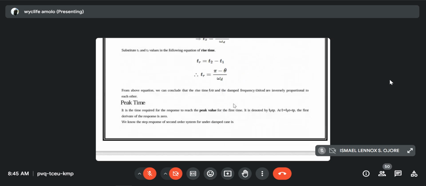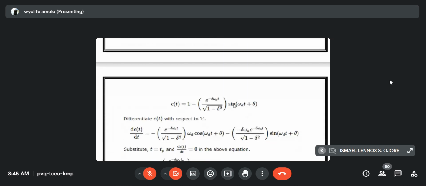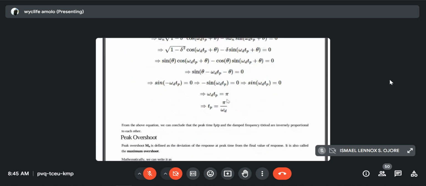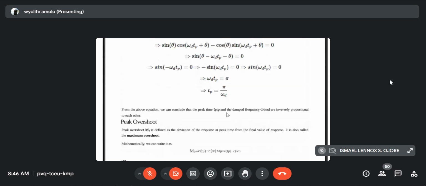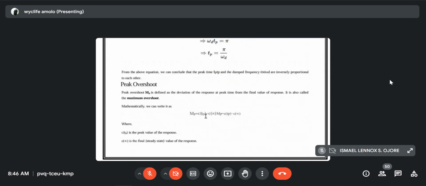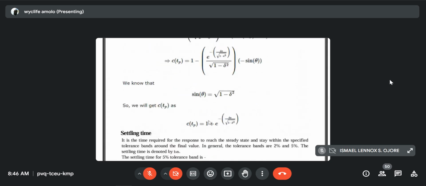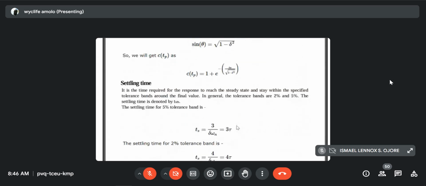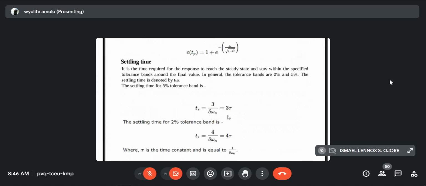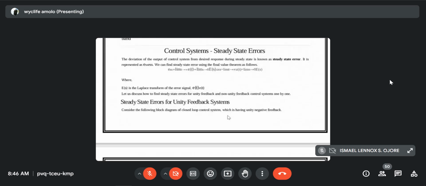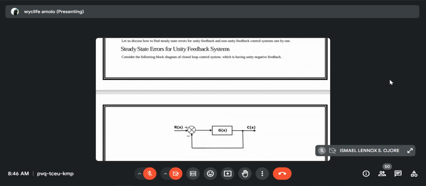Now the peak time is given by TP, which is pi over omega d, the damped frequency. Then overshoot is MP. So overshoot is given by MP there. Then settling time is this expression we have done before, and so on and so forth. Now let me just look at something again here.